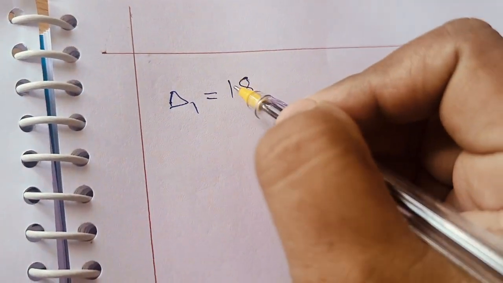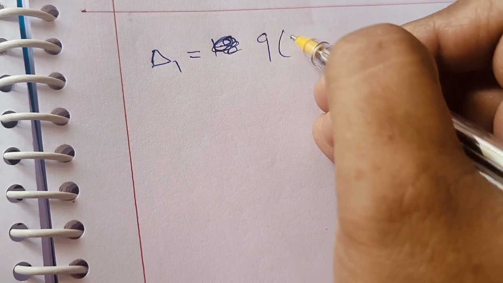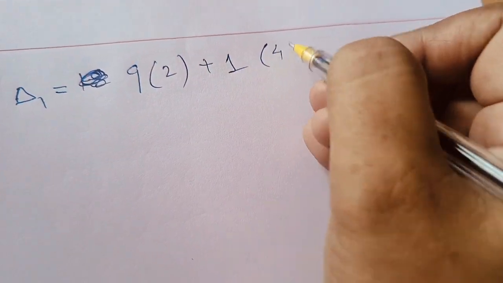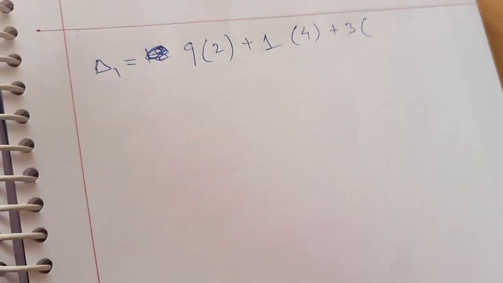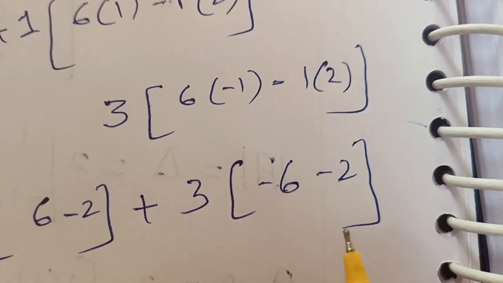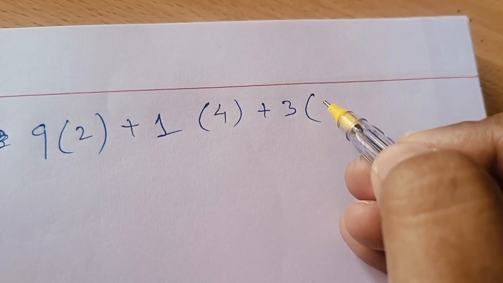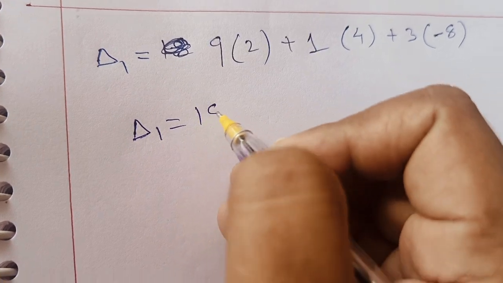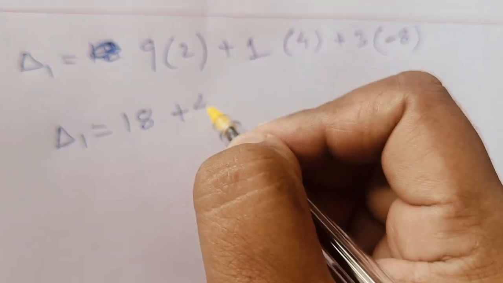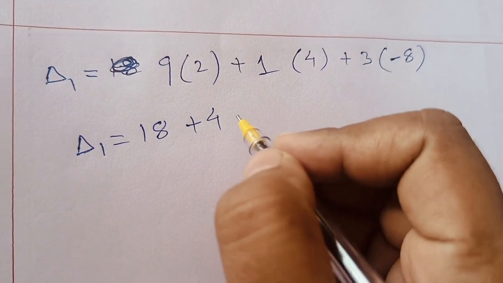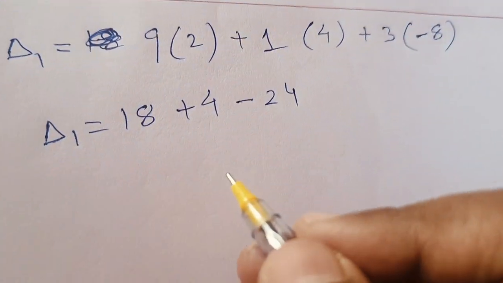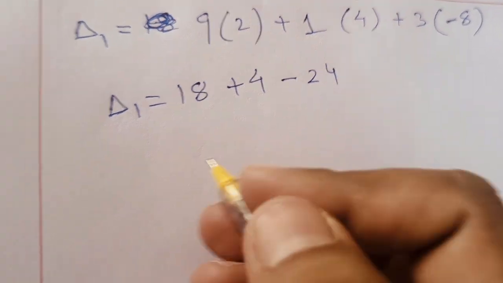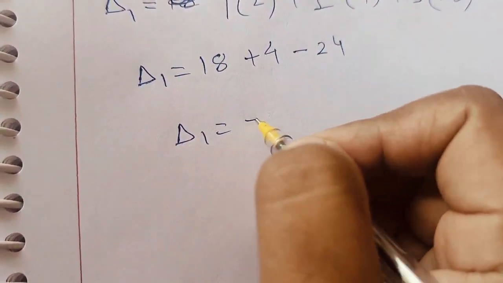Okay, first I will write like this. 9 into 2 plus 1 into, this is 4, 1 into 4 plus 3 into minus 6 minus 2, which is minus 8. Delta 1 is equal to 18 plus 4 minus 24. 18 and 4 is 22. 22 minus 24 means our delta 1 is equal to minus 2.